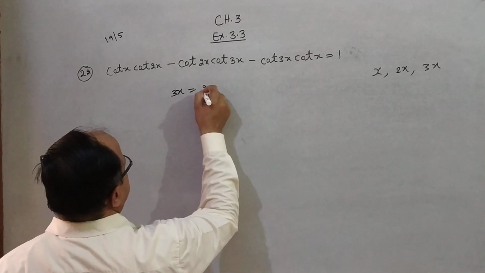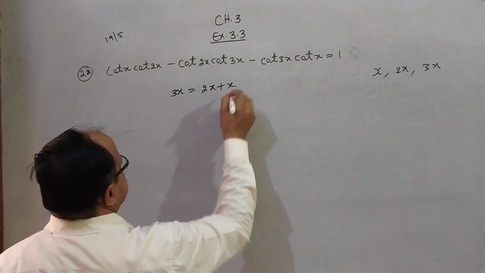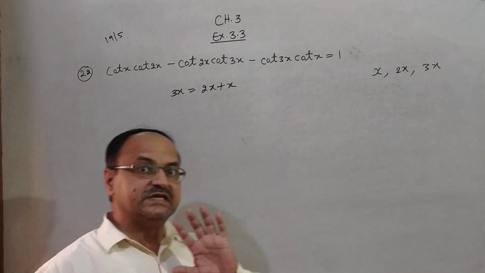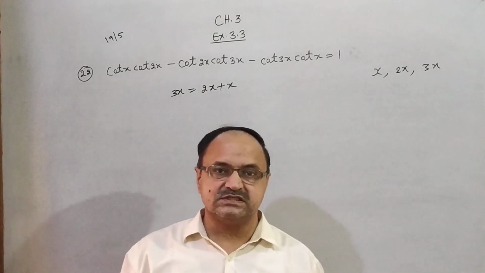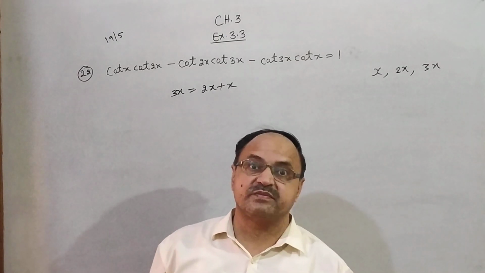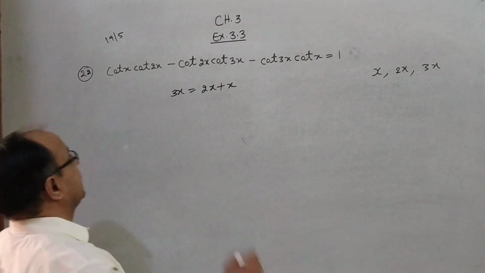3x is equal to 2x plus x. Always the largest angle is the sum of the other two angles in this type. Very important type.